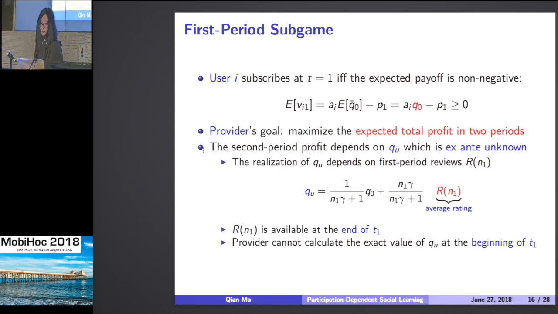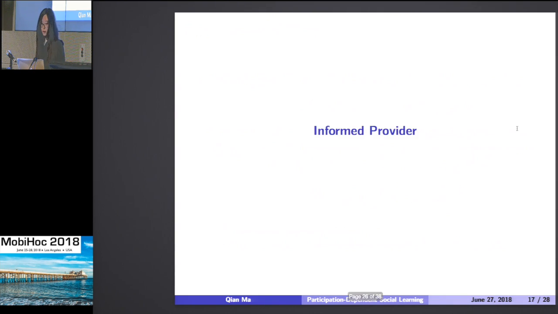The challenge is that the second period profit depends on the updated mean QU, which is ex ante unknown. Because QU is a weighted sum of the prior mean Q0 and the average rating Rn1, and recall that this Rn1 is available only at the end of the first period. So the provider cannot calculate the exact value of QU at the beginning of the first period. So how does the provider calculate the expected total profits in the two periods? It depends on whether the provider knows the capacity or not. So in the following, we will first analyze the informed provider scenario, where the provider knows the capacity in advance.